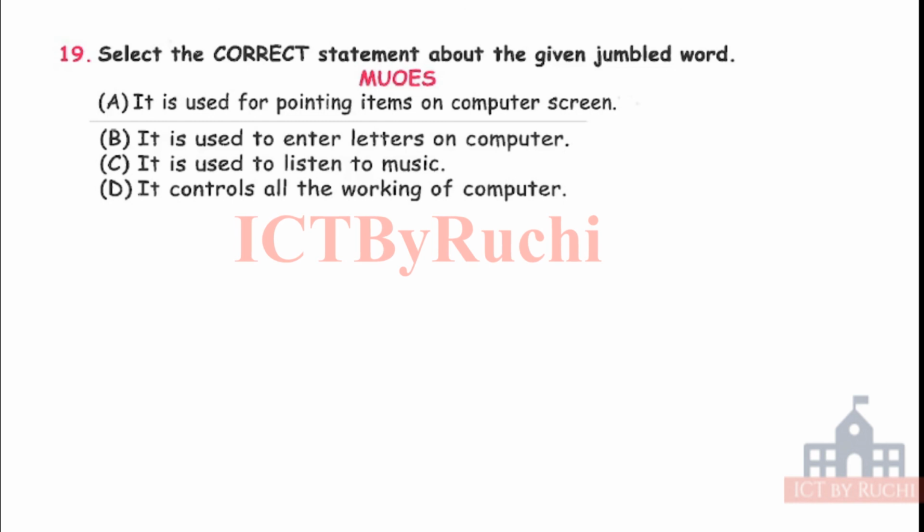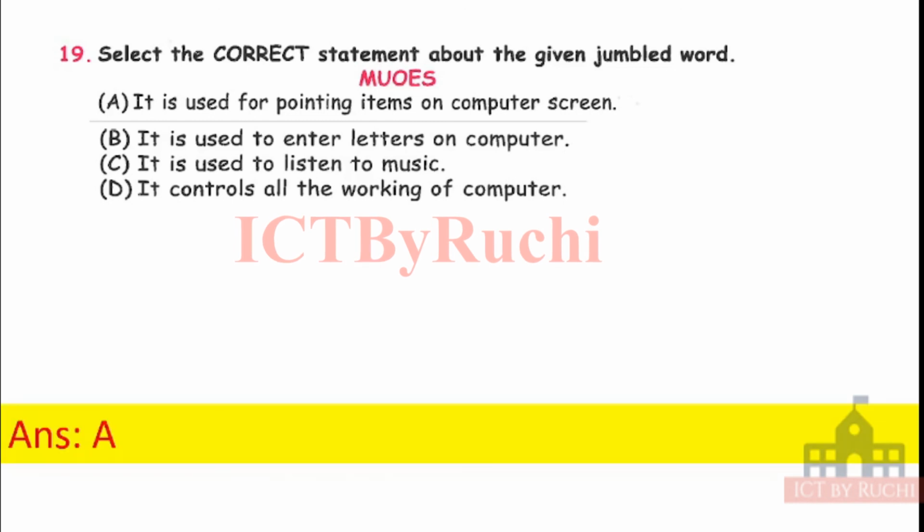Answer is A. It is used for pointing item on a computer. It's very easy. Like you can see, D part is it controls overall working of a computer. We know it is a CPU. Spelling starts with C. C is not here. It is used to listen to music. Speaker. S. P. P is not here. It is used to enter letter on a computer. It is keyboard. K. K is not here. Only one option is left, A. So A is the answer.